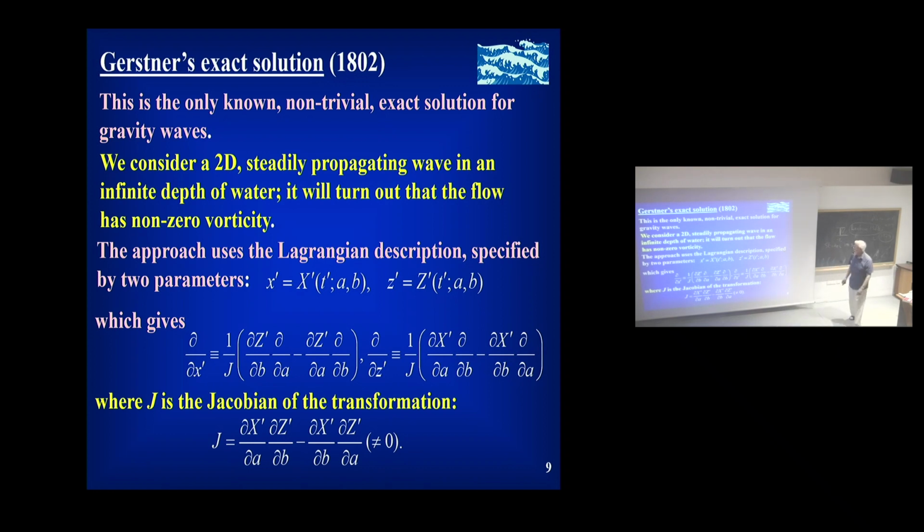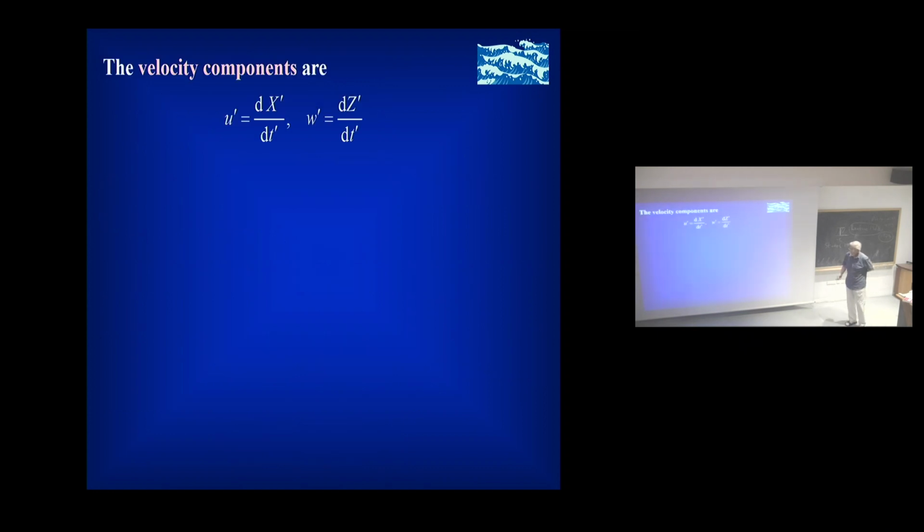Right, so it's a routine calculation to work out what the x prime and little x prime and little z prime derivatives are. The Jacobian is written out at the bottom there, and clearly for a solution to exist we must ensure that that is non-zero, but something quite interesting happens when it just becomes zero, and we can accommodate that as part of the solution at the end. The velocity components are obviously the t prime derivatives of x and z.